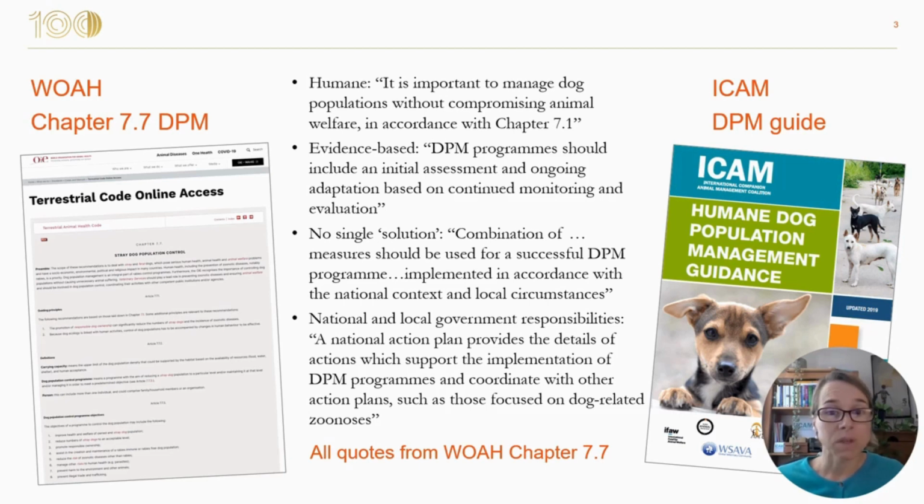Chapter 7.7 specifically notes the need for an action plan to provide the details of actions which support the implementation of DPM programmes locally and are cohesive with other national action plans, including those for rabies control and elimination.